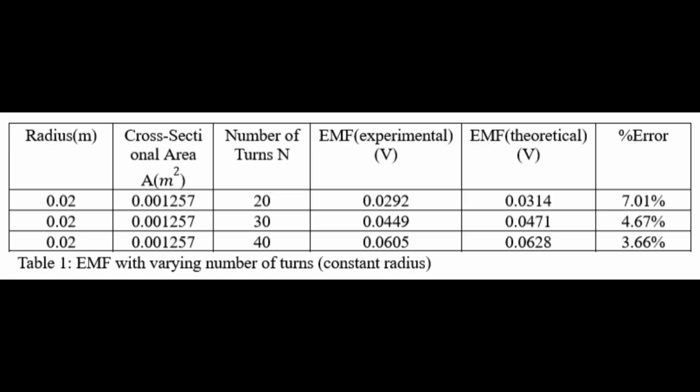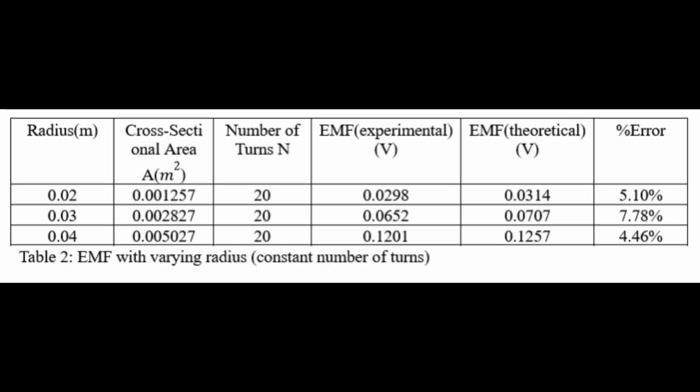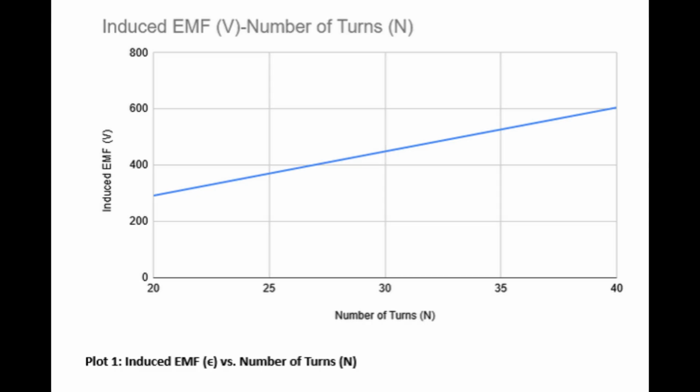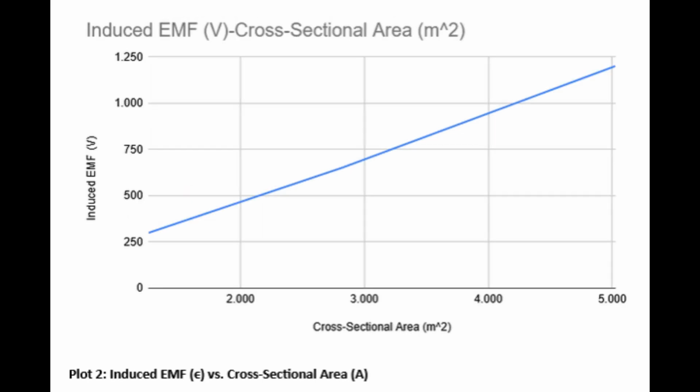This table shows the results of the first part of my experiment with theoretical values and percentage error. Similarly, this table is for my second part of the experiment. And these graphs are for these tables.